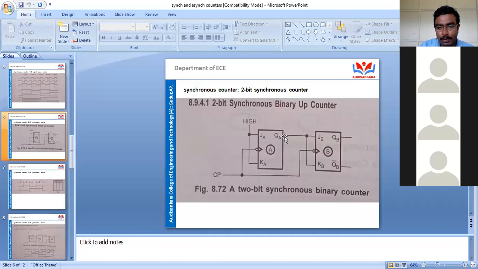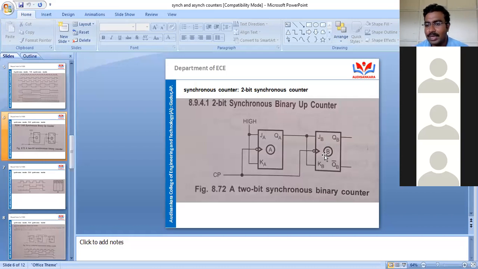Then the first flip-flop's output is given as input for the second one. If you are having a third bit also, the output of the second one is given as input for the third one, and clock remains constant. Clock will be connected directly from the first one itself. Means if I apply clock here, all the flip-flops will be triggered at the same point of time.